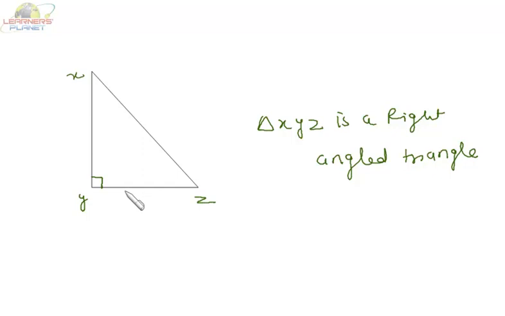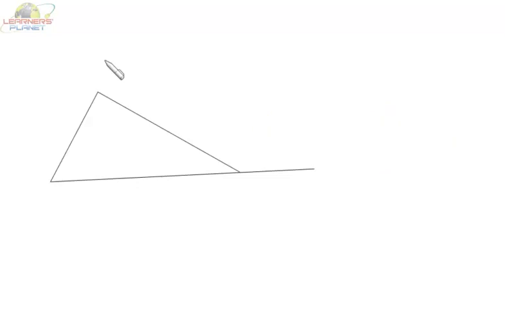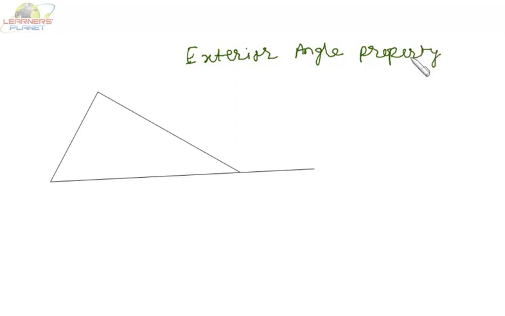So there are three types of triangle, I mean to say: acute, obtuse, and right angle. Now let's discuss the exterior angle property. Now what is an exterior angle?